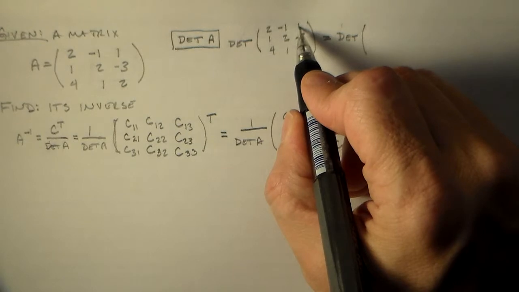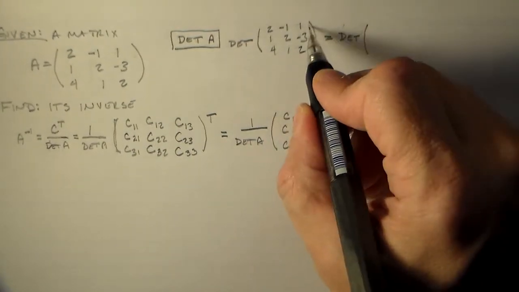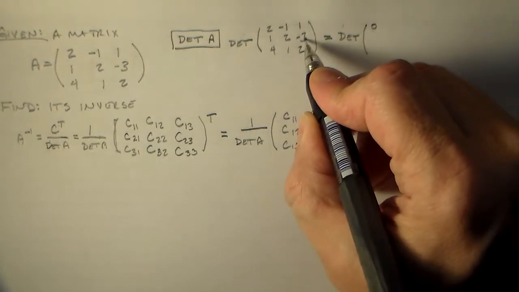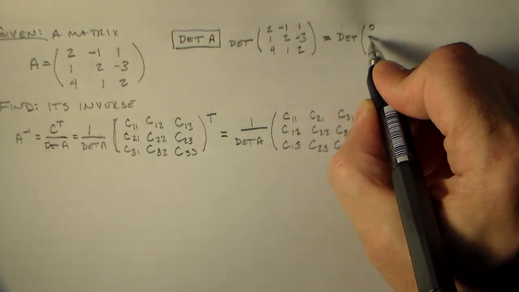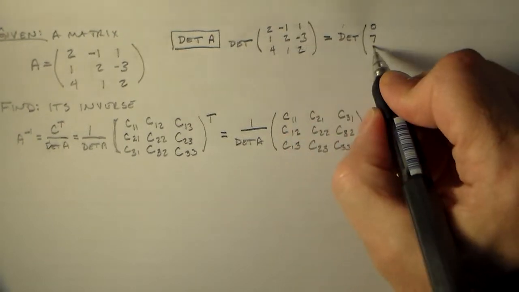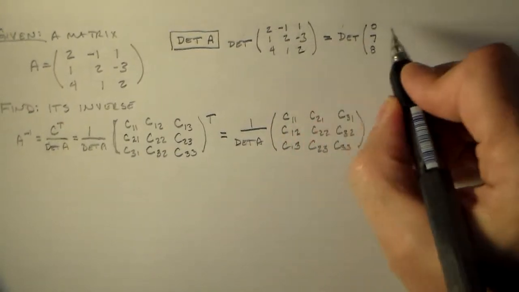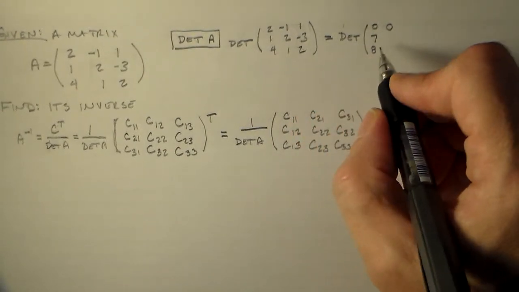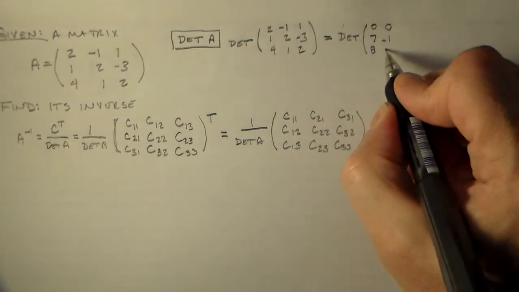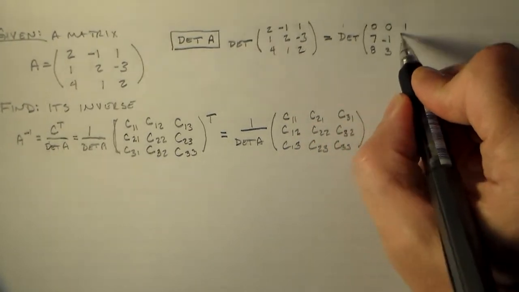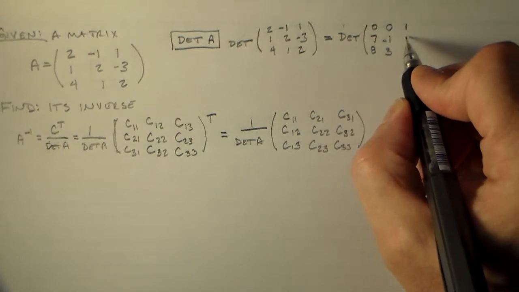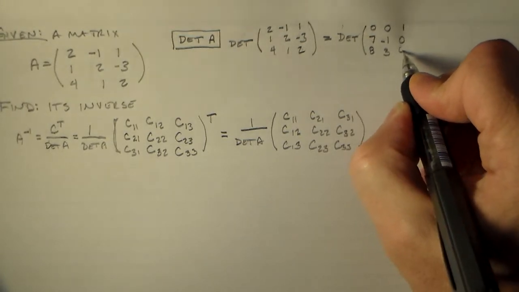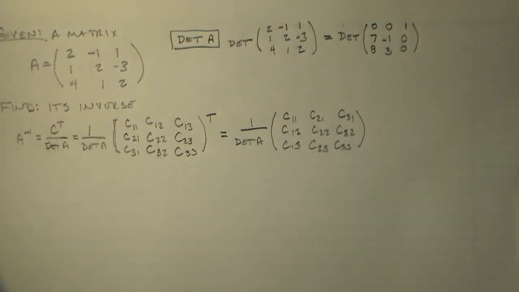Let's see. So we multiply this by minus 2 and add it to that, so that this entry becomes 0. Then we add 6 to whatever that is, so that's 7. And we add 4 to whatever that is, so that's 8. Then we just add these ones. So 1 plus minus 1 is 0. Minus 3 plus 2 is minus 1. And 2 plus 1 is 3. And then we have a 1 here, and a 0 here and a 0 here, right? So everything's looking rather good at the moment.